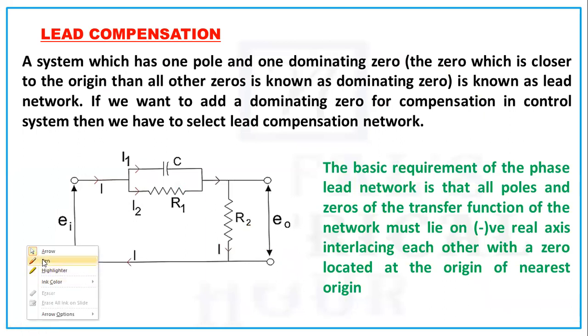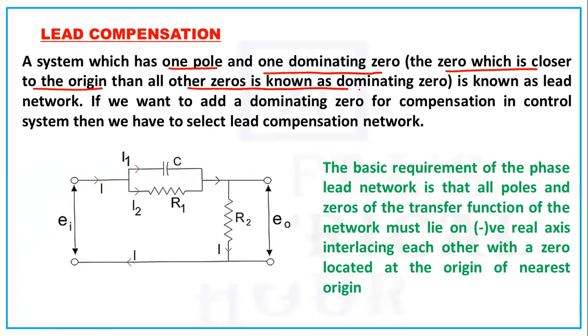A lead compensator means a system which has one pole and one dominating zero. So what do you mean by a dominating zero? The zero which is closer to the origin than all other zeros is called a dominating zero. I will show you the plot also. If you have sigma and j omega here, the zero should lie closer and the pole should lie after that. More close to the origin means the zero should be dominant. Lead compensation means it should have a dominant zero.